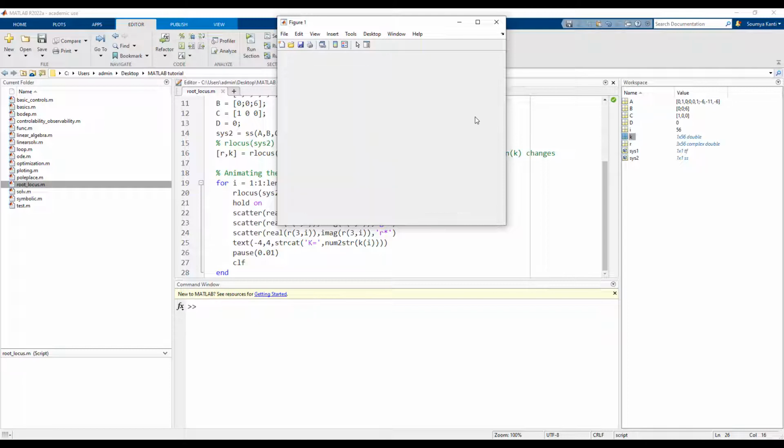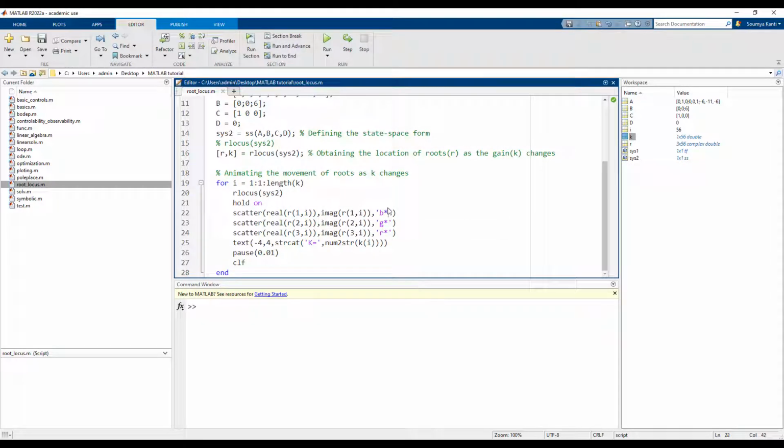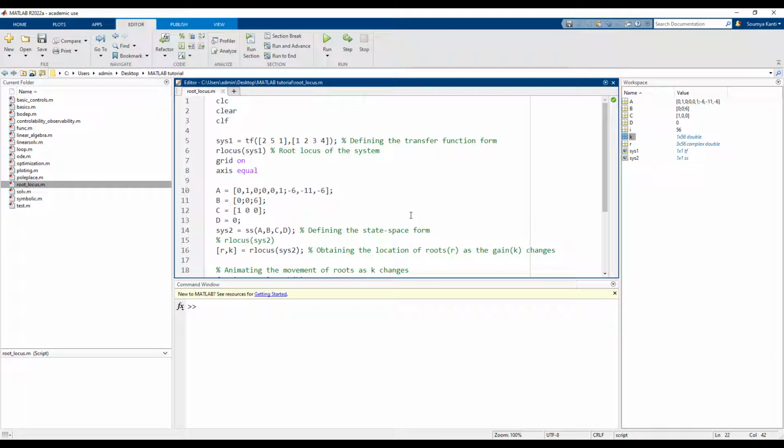So this was how to get animated plots in MATLAB, and also how to plot root locuses if you are given a system. It can be either in state space form or even in transfer function form. So either in time domain or in frequency domain, you can plot them both.